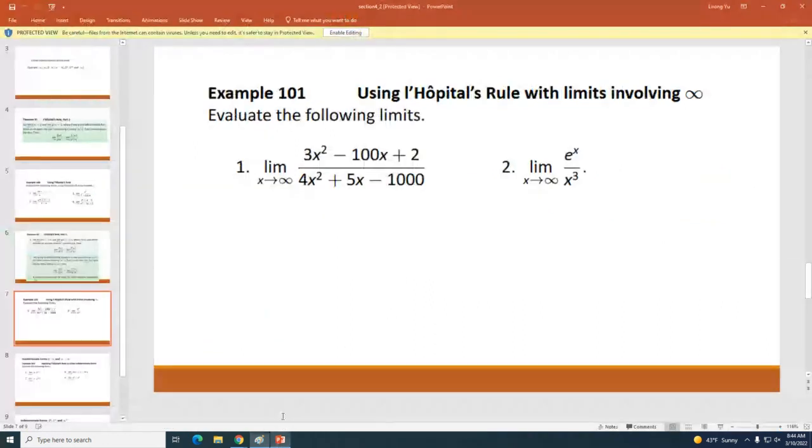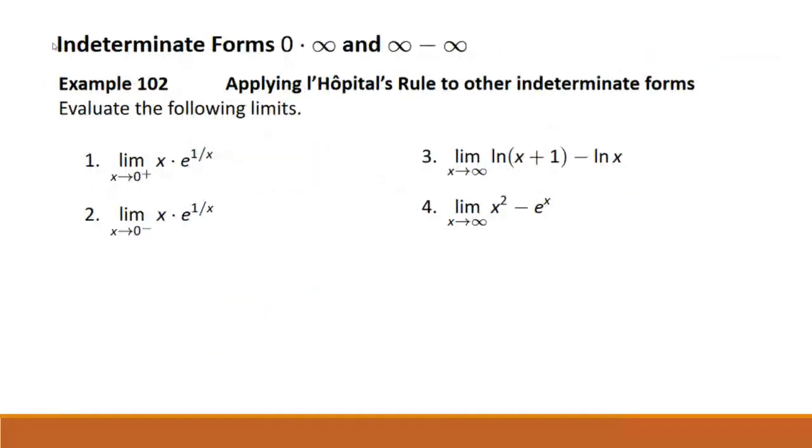All right. Let's move on to more cases. So other cases. We talked about division, which is a factor form. So we're going to move on to the multiplication or subtraction form. Form number 1, 0 times infinity, which is example 1 and 2.